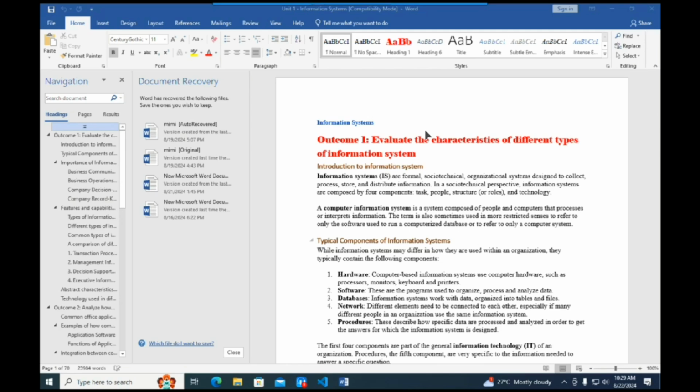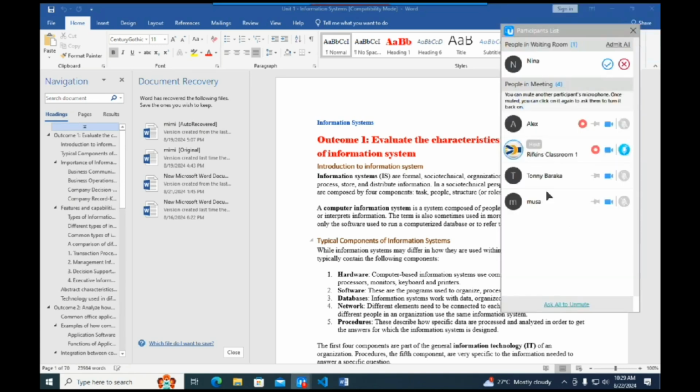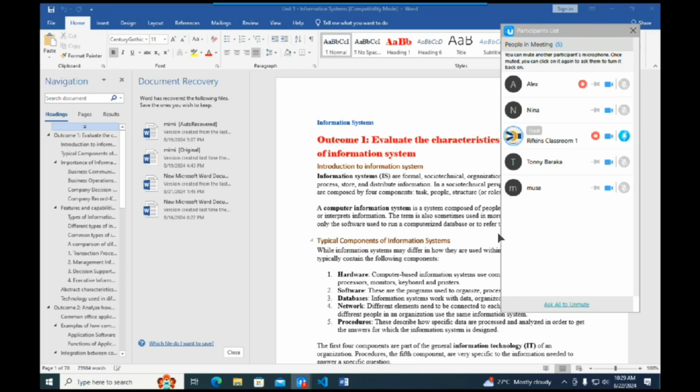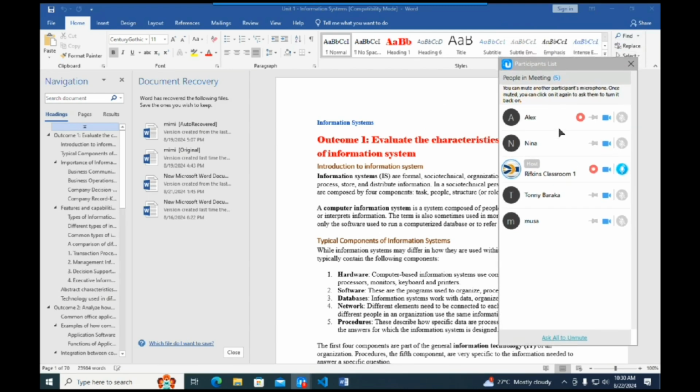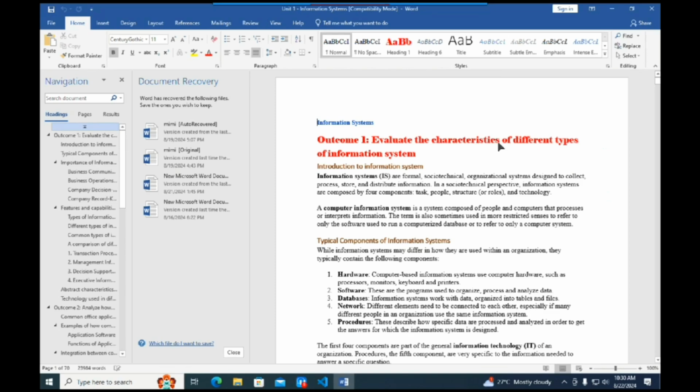Then we need a structure. When we talk about structures, we are talking about roles. What roles does this person play? What role does the other person play? And all that. So basically, when you're talking about structure, you're talking about roles.